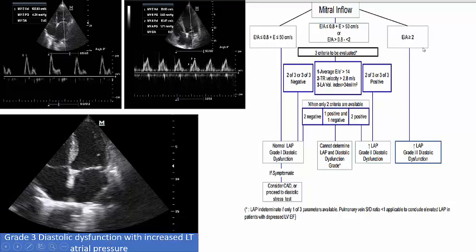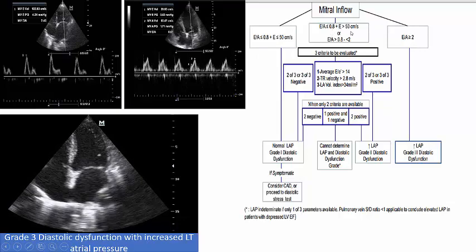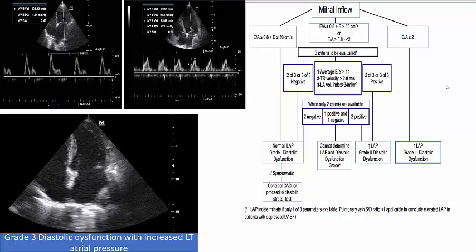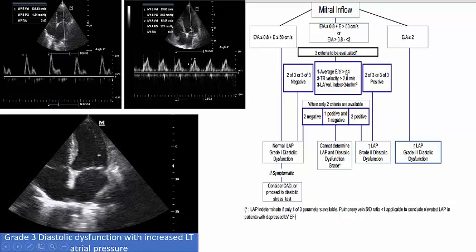But if these two possibilities are not there, and the E over A is between 0.8 and 2, and the E wave is more than 50 centimeters per second, this is the gray zone. In this situation, according to the guidelines, you need to assess 3 parameters. First, you need to do tissue Doppler and assess the E over E prime, the average one, and if it's more than 14, that means it's a positive point.